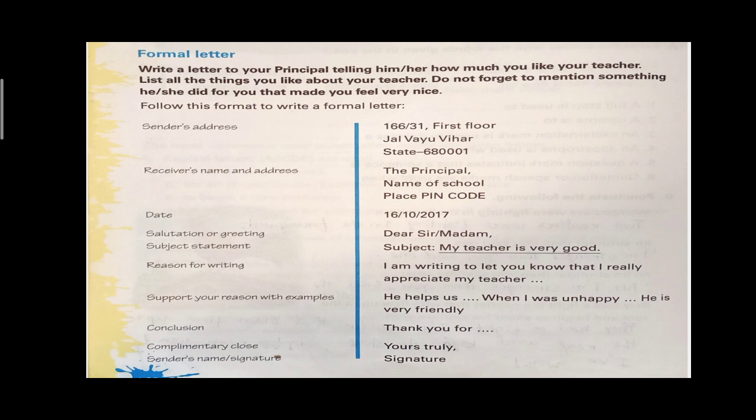So students, here you can easily notice which part of the letter falls under which part of a formal letter. Like the sender's address, receiver's name and address, all these are specified here clearly, and I hope that from this format letter you have got some idea of how to write a formal letter.